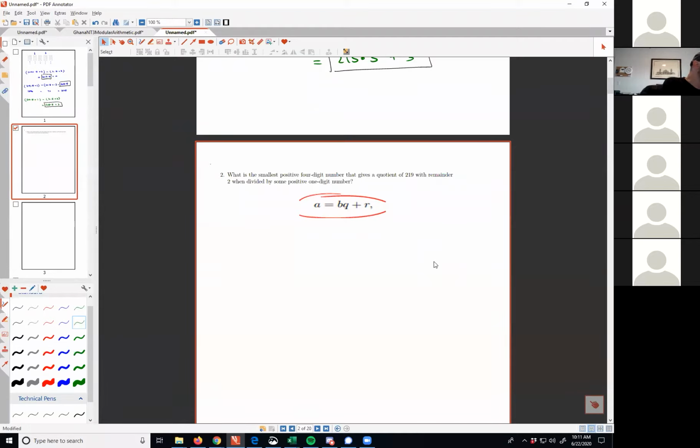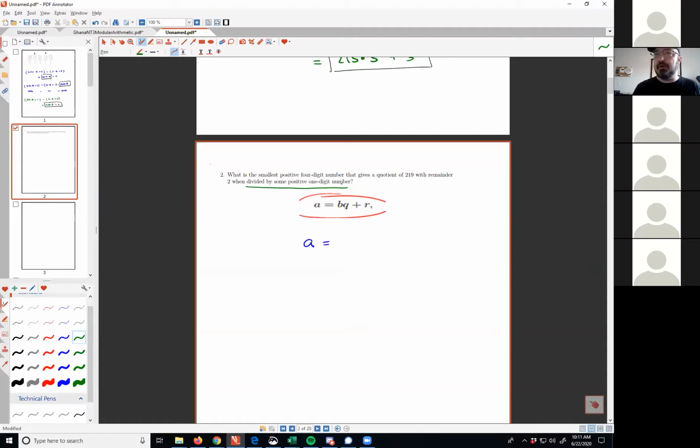So which one is the number that we're trying to find? I think A. And that's equal to BQ plus R. Can you speak up a little louder for me? Yeah, BQ plus R.